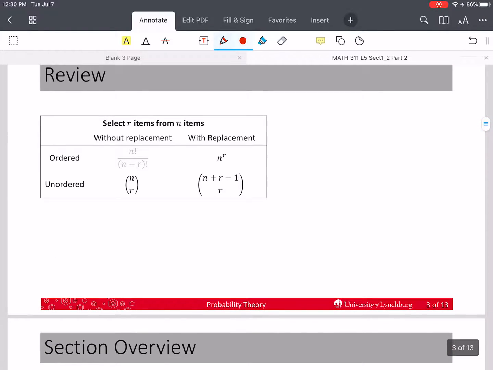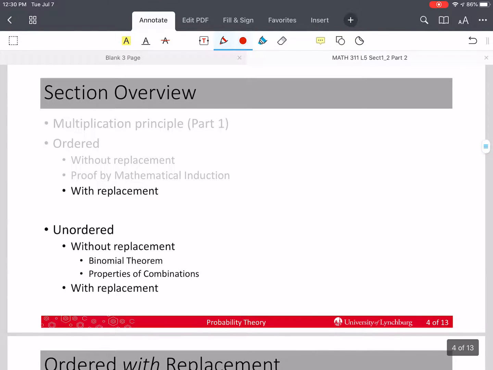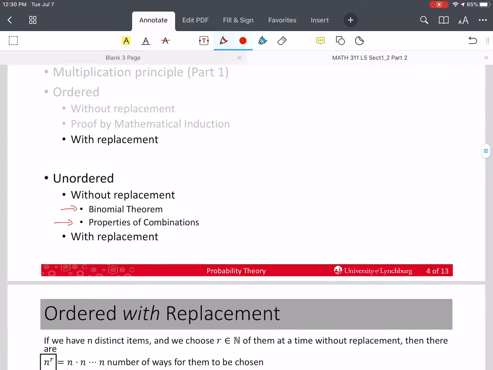I've also provided this nice table with the 4 basic situations that we covered: ordered, unordered, with and without replacement. Now this section, again, last time we covered what's grayed out. This time we're going to cover ordered with replacement and unordered, both with and without replacement. Without replacement also will cover the binomial theorem and some properties of combinations that are handy to know.